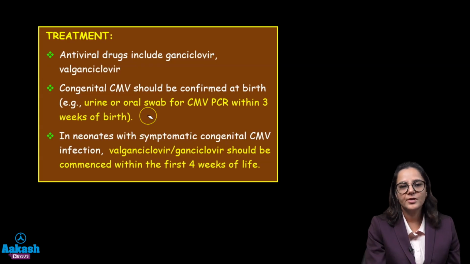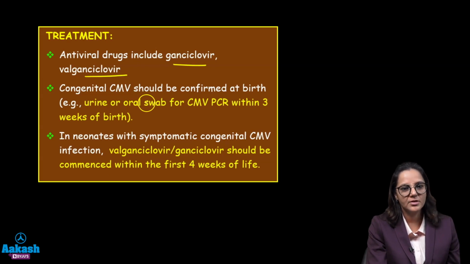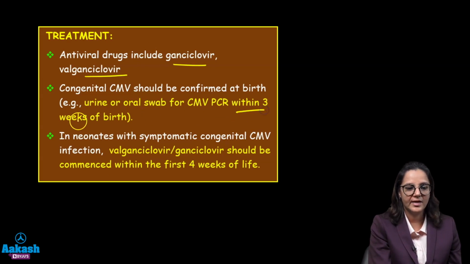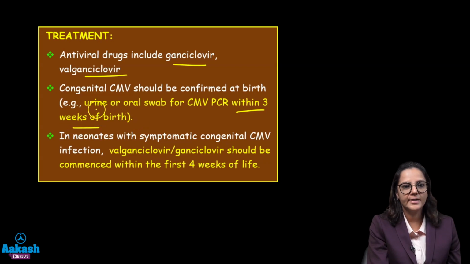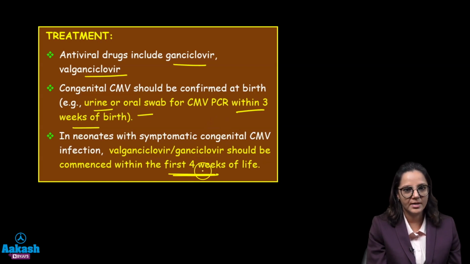So what is the treatment? Treatment is antiviral drugs, ganciclovir and valganciclovir. Congenital CMV should be confirmed at birth. So after the birth of the baby, within 3 weeks of life, it can be confirmed by taking a urine or oral swab from the baby. If it comes out to be positive, then within the first month of life, antiviral treatment should be started.